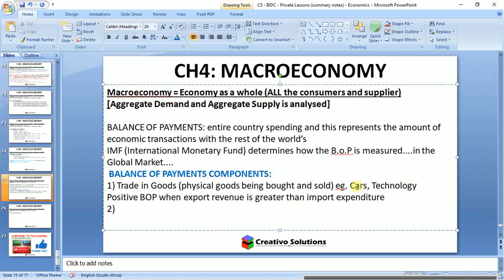2, trade in services. And again, that speaks for itself. Just to highlight something here, they say trade in services include invisibles. That's in inverted commas, invisibles. So what do they mean by that? Shipping, tourism, banking, insurance, etc. So shipping, tourism, banking, etc. There's a lot of different services that the world could buy and sell between countries.